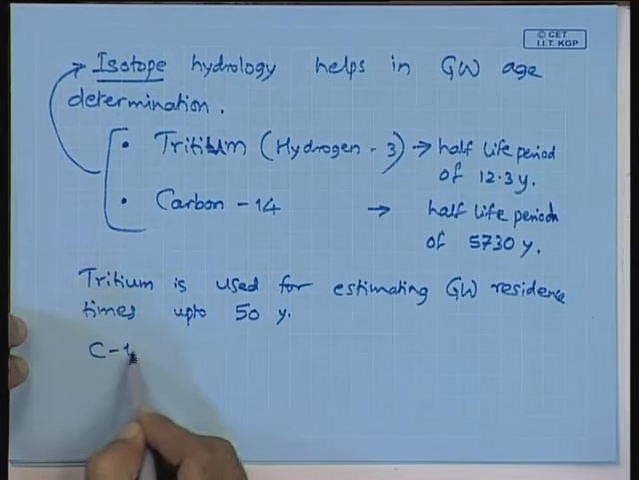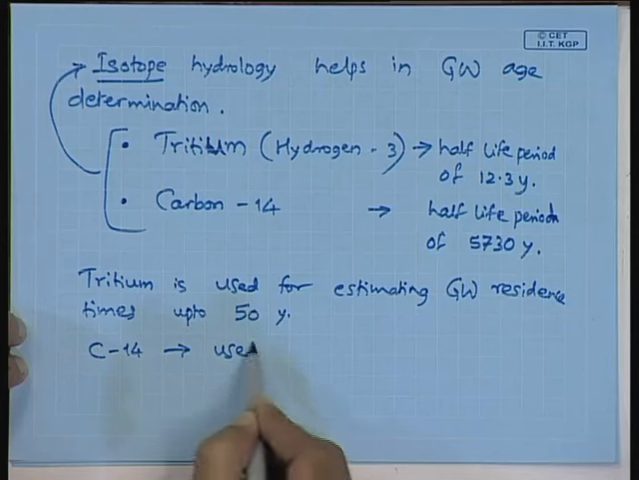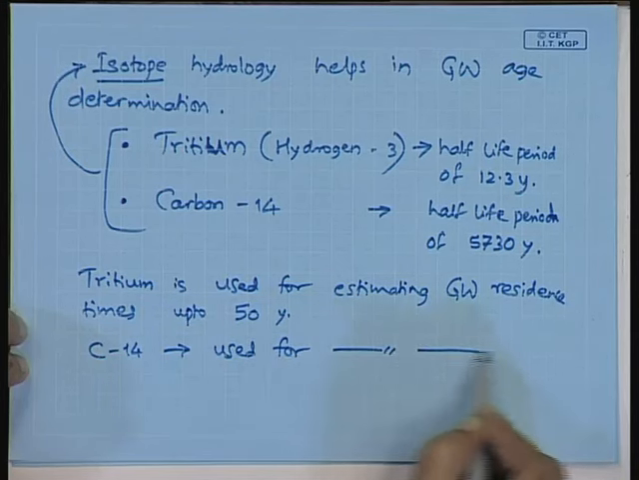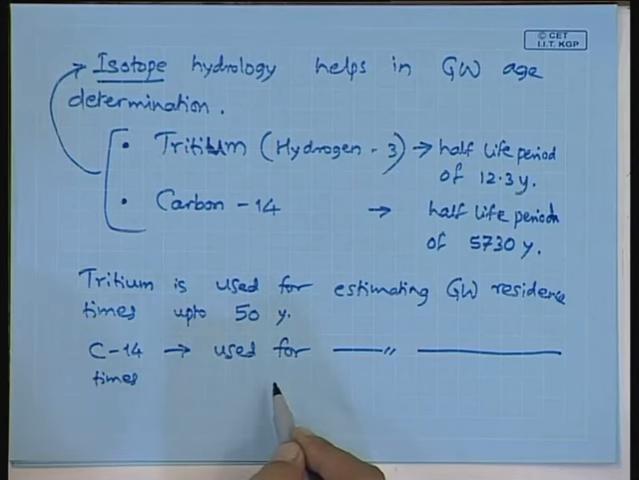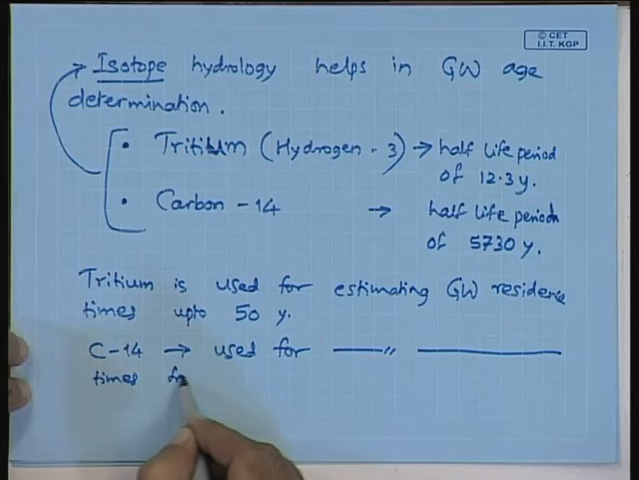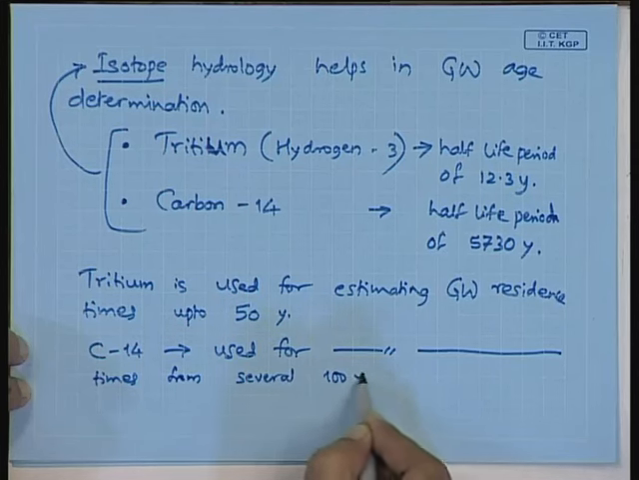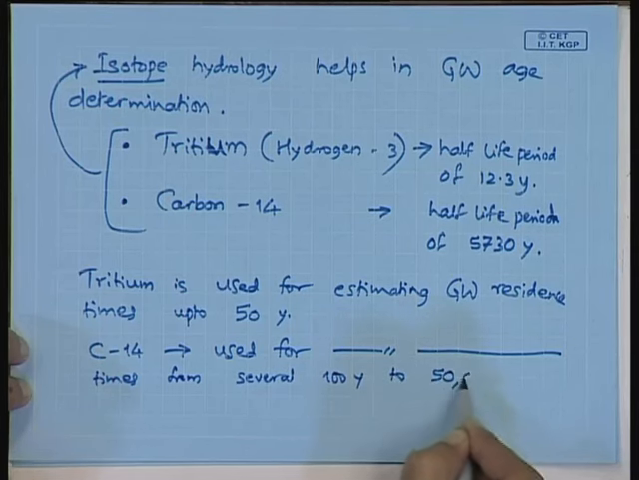And this C14, that is carbon-14, is used for estimating groundwater residence times from several 100 years to 50,000 years.